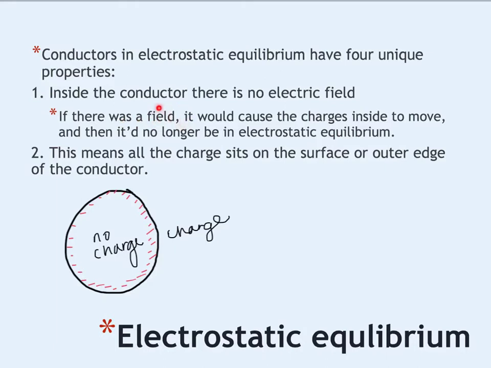if there was an electric field inside, electric fields cause movement, right? Having an E field not equal to zero causes a force, which causes acceleration, so the charges move. So it has to be zero, otherwise the charges would still be moving, they would still be bouncing around in here, and then it would no longer be in electrostatic equilibrium, okay? So once it's in electrostatic equilibrium, there's no electric field inside the conductor.